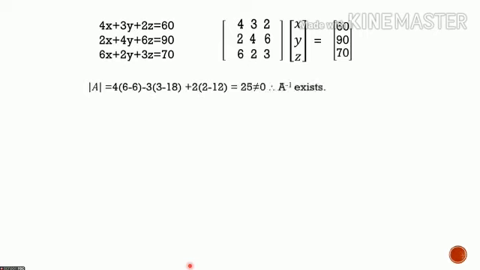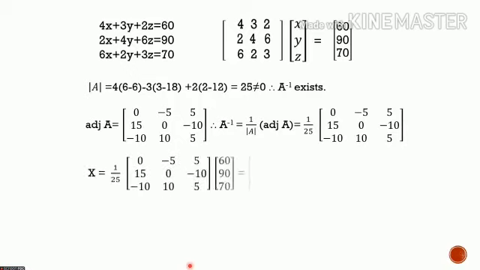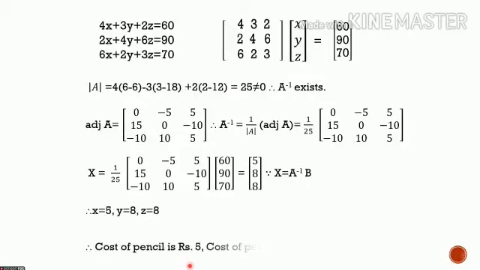Now check whether A inverse exists. Yes, in this case A inverse exists. Find A inverse using any method. Here again I have used adjoint method. So I found A inverse. Now since X equal to A inverse B, so we get X is equal to matrix 5, 8, 8. Therefore X is 5, Y is 8 and Z is 8. So corresponding values we got it as cost of pencil is rupees 5, cost of pen is rupees 8 and cost of eraser is rupees 8.